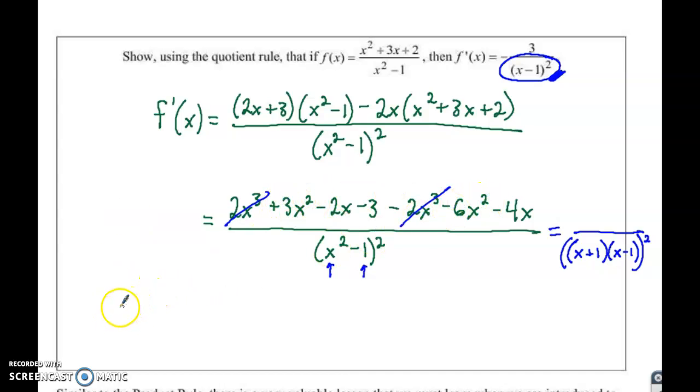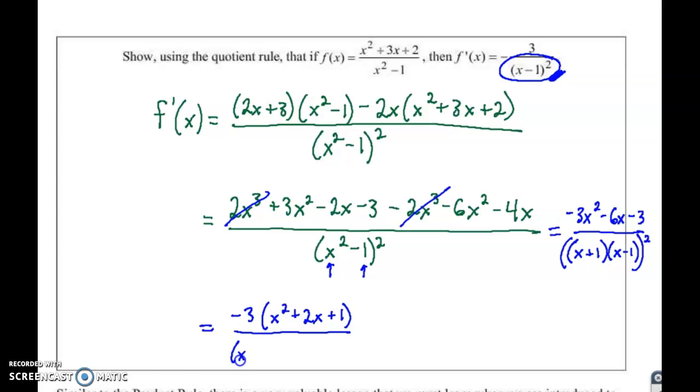So in the numerator, I'm just looking at, I'll write it over here, -3x squared. What's that? -2x minus 4x would be -6x. And then minus 3. Ooh, well, everything's factorable there. So as I'm looking at that, I could factor out a -3. That would be x squared plus 2x plus 1. And maybe I'll rewrite the denominator as x plus 1 squared and x minus 1 squared.